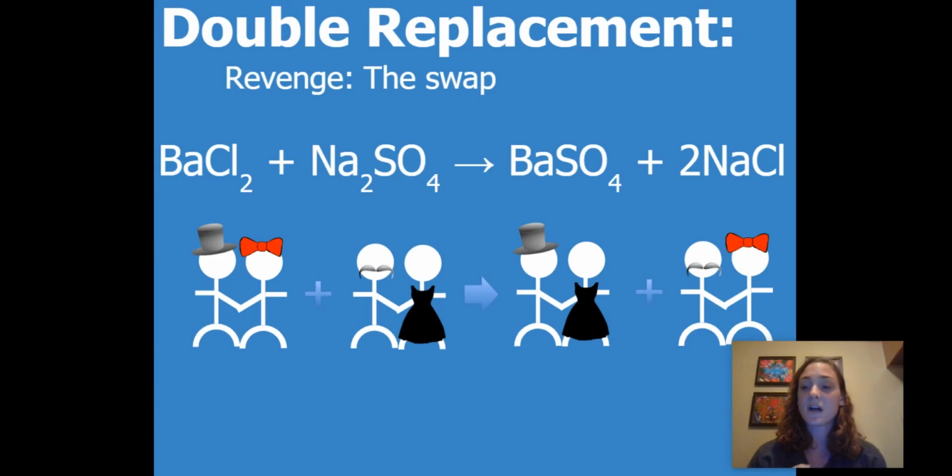And see that this is a double replacement because you don't have an element by itself here. You have two compounds. If you've got two compounds, you can't have a single replacement reaction. Single replacement is only when you have an element by itself. So when Little Black Dress was out by herself instead of with her mustache man.